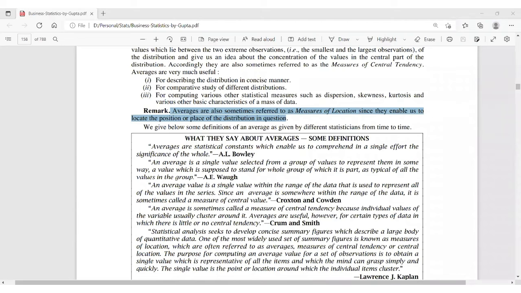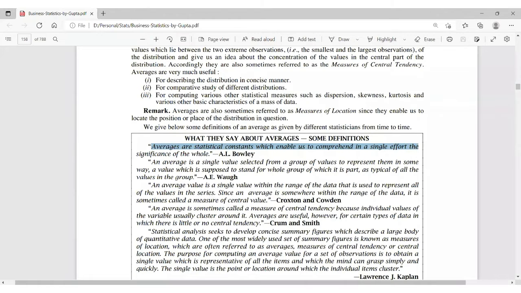Now see some definitions. What do they say about averages? A.L. Bowley: Averages are statistical constants which enable us to comprehend in a single effort the significance of the whole. That means for complete data we find some constant value, so that we can find some finding or result from that constant value.